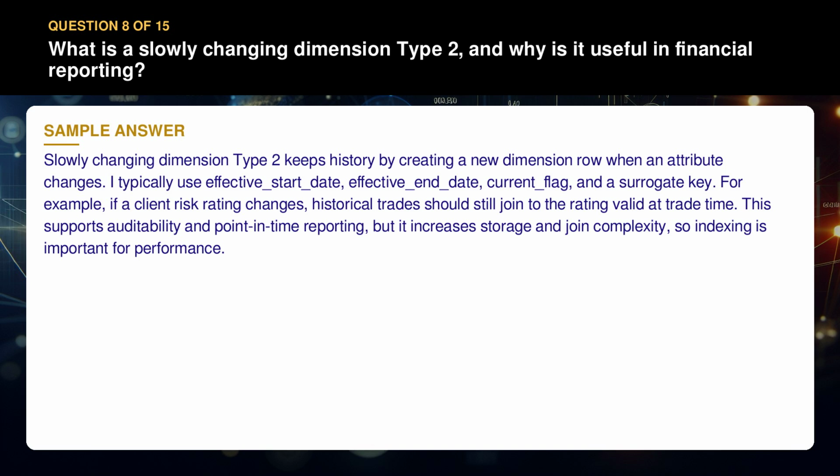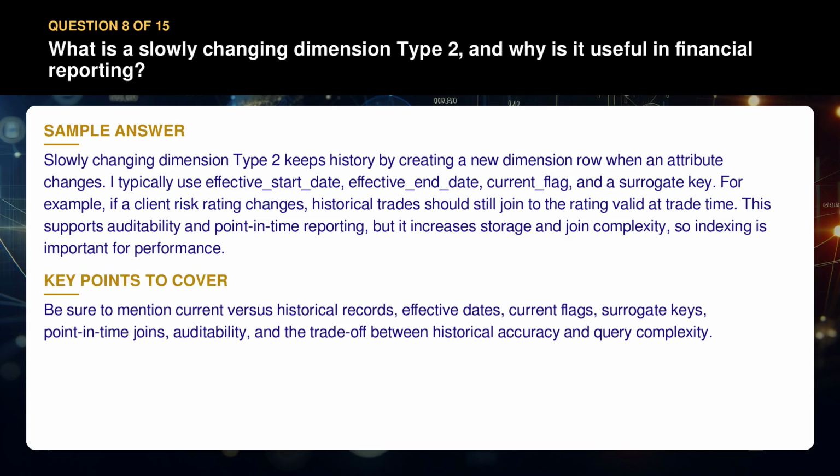For example, if a client risk rating changes, historical trades should still join to the rating valid at trade time. This supports auditability and point-in-time reporting, but it increases storage and join complexity, so indexing is important for performance. Be sure to mention current versus historical records, effective dates, current flags, surrogate keys, point-in-time joins, auditability, and the trade-off between historical accuracy and query complexity.